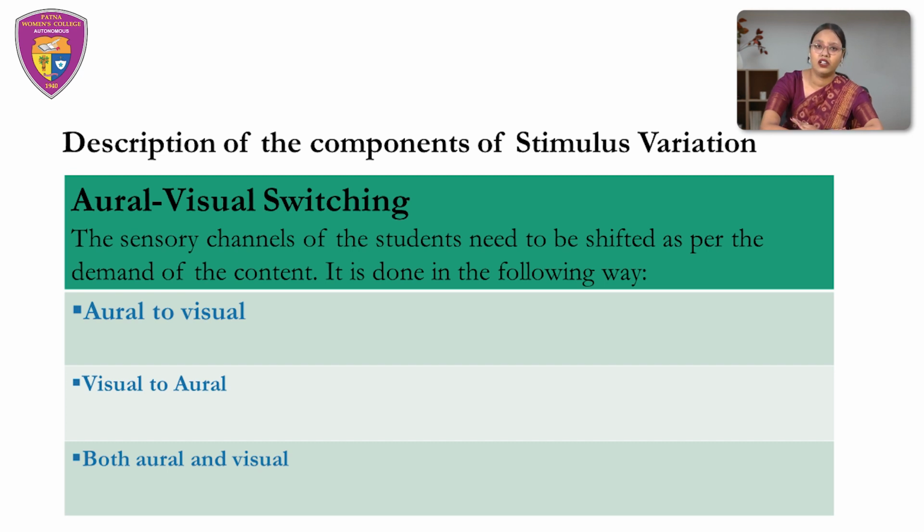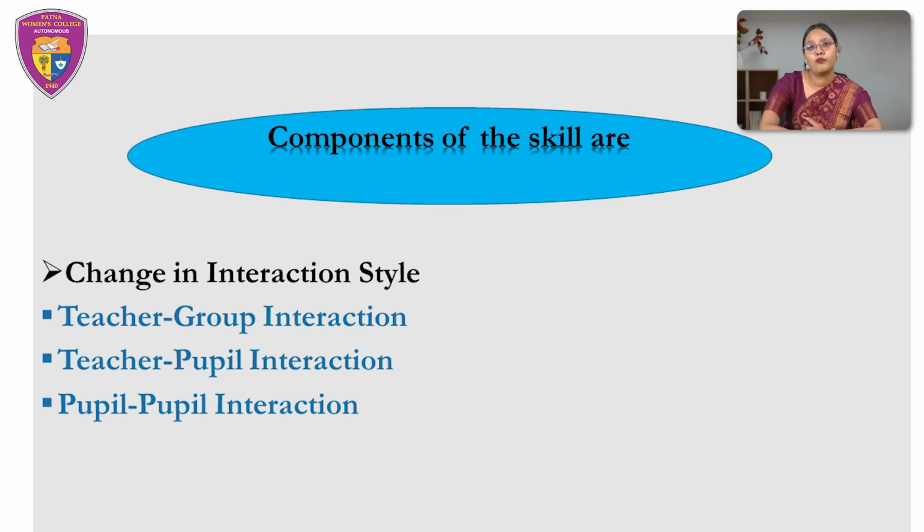Both oral and visual. This involves shifting of focus from visual stimulus to audio-visual stimulus and vice versa. To make teaching learning effective and also to break the monotony of the class, one can change the focus of attention by using both oral and visual switching. For example, while explaining a point, the teacher shows a chart or a model along with an explanation by the teacher. It is known as both oral and visual. The last component is change in interaction style.